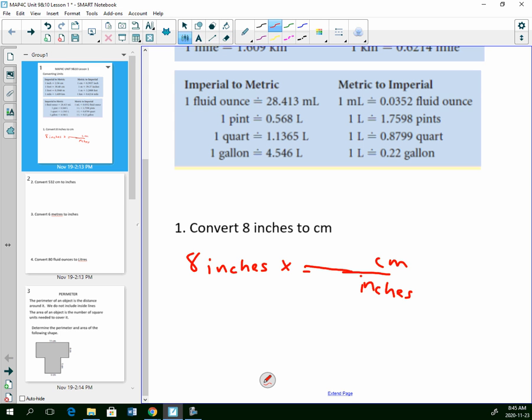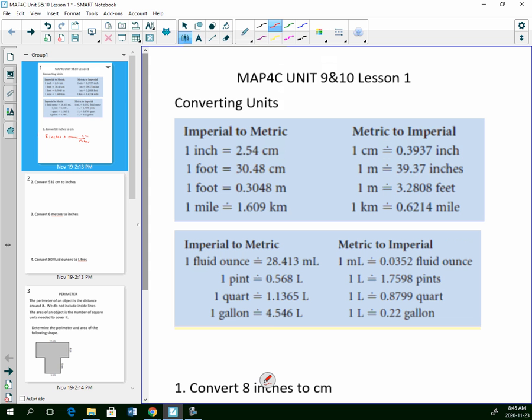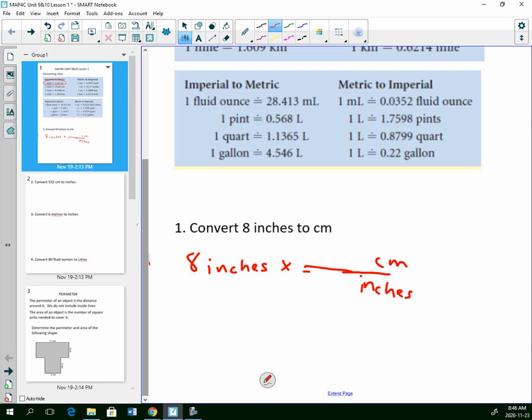And then I go and look at my conversion table. And it says here that 1 inch equals 2.54 centimeters. So I'm going to put 1 inch equals 2.54 centimeters. So I fill in that ratio, and then we just multiply. Okay, so 8 is over 1, so we're just going to do 8 times 2.54. And here you'll see that inches cancel with inches, and we'll be left with centimeters.